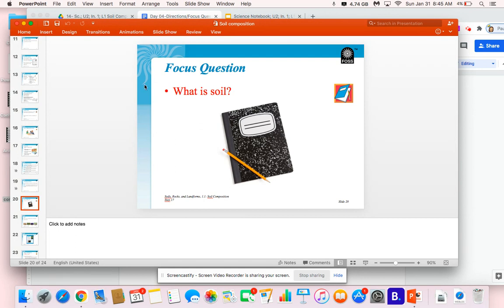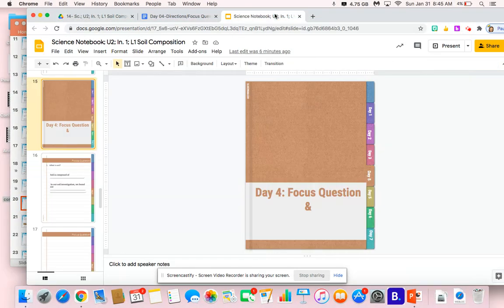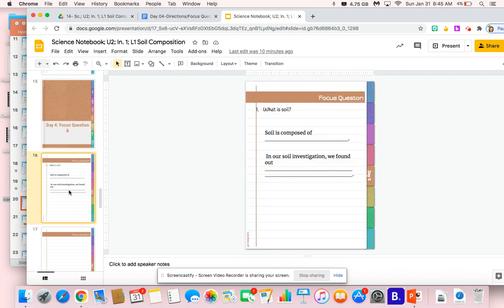Alrighty, so this is our focus question for today. What is soil? Okay, so now that we reviewed soil, we reviewed a little bit of our investigation that we completed, and we reviewed some vocab. I would like you to go to slide 15. So here's day 4 of our science investigation. And if you click on slide 16, like it says in our directions, you'll be answering the focus question.